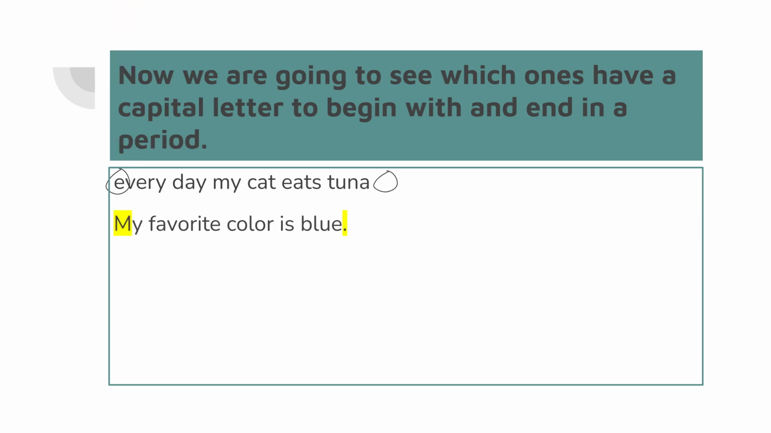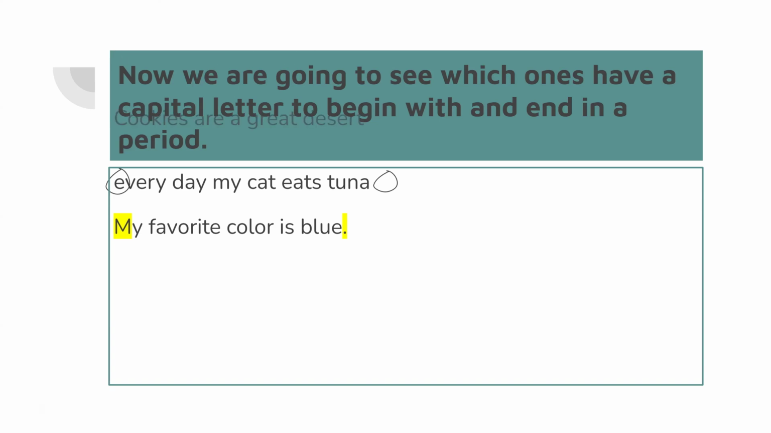Next, we see it says "my favorite color is blue." The very first word, "my," starts with a big capital letter M, so we know this sentence so far is right. It starts with a capital letter. "My favorite color is blue." And at the very end, we see it ends with a period, which is also highlighted in yellow. So this sentence is complete and correct.